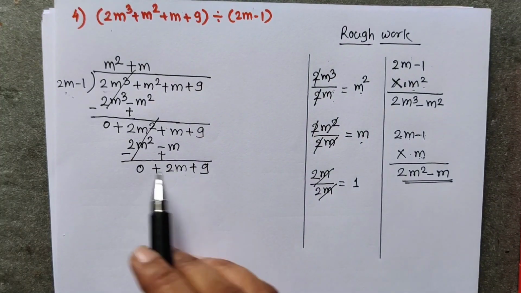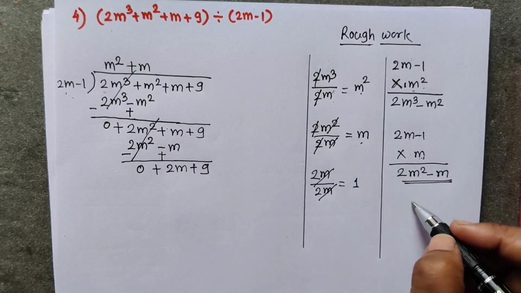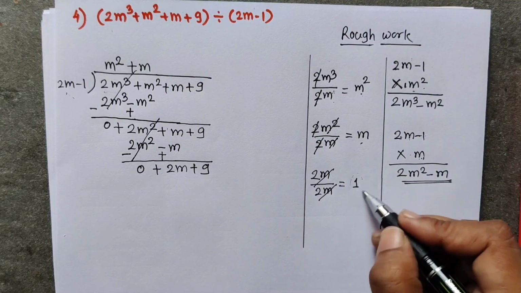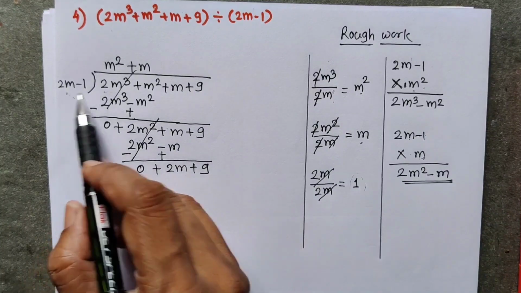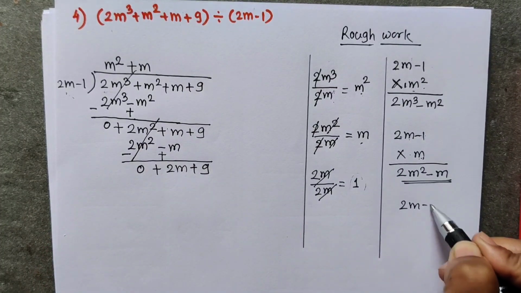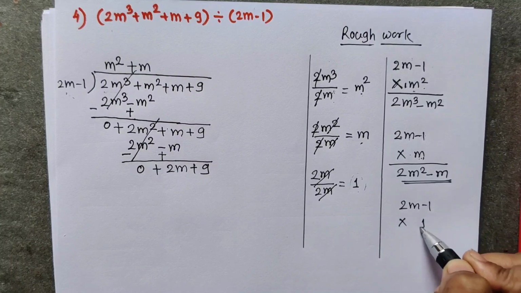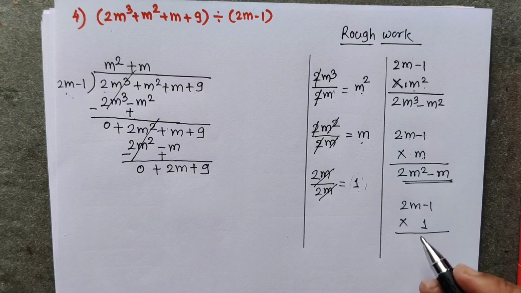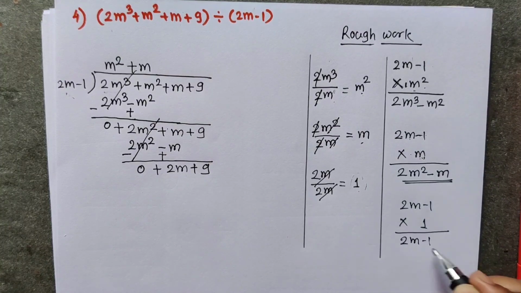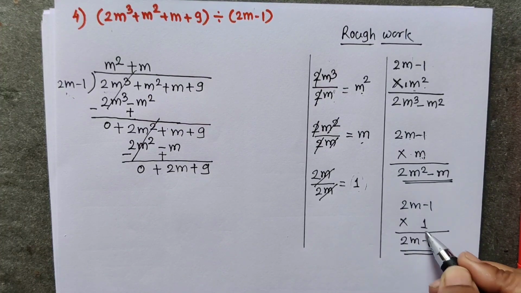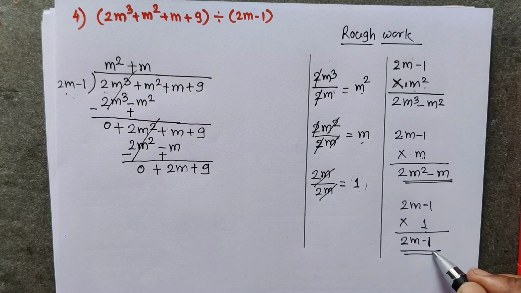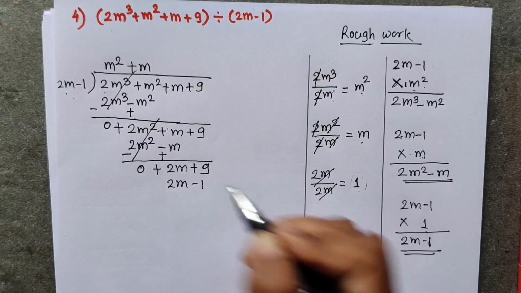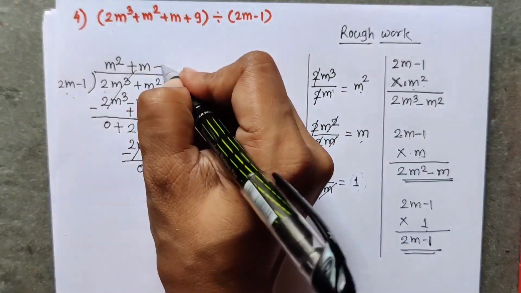Now what we have to write below here, that we can find out by multiplying by this 1. So this divisor 2m minus 1 multiply by this 1. So 1 multiply by any number, answer is that number. 2m minus 1 multiply by 1 will be 2m minus 1, because 2m into 1 is 2m, minus 1 into 1 is 1. So 2m minus 1 we have to write here. This plus 1 we will be writing in the quotient.